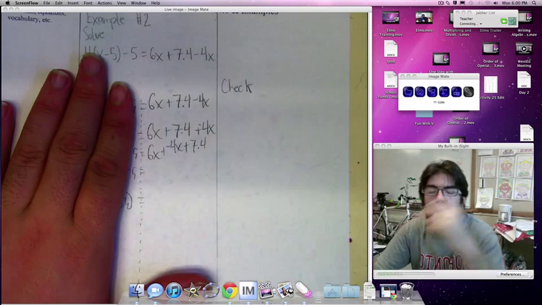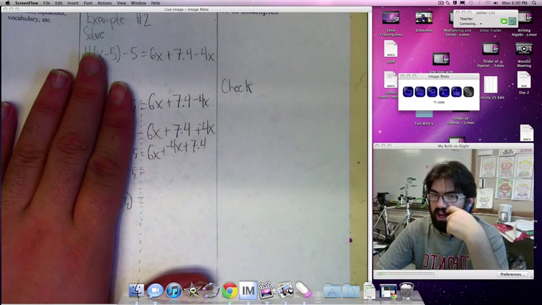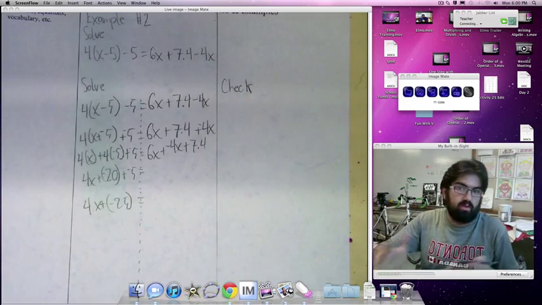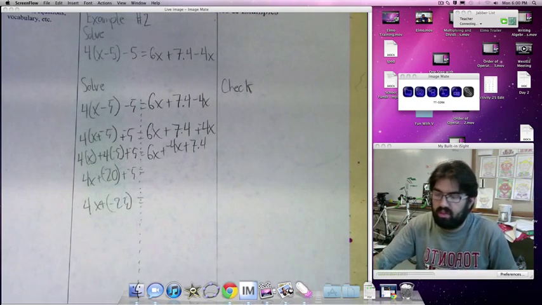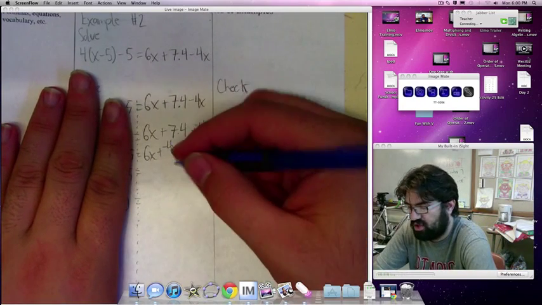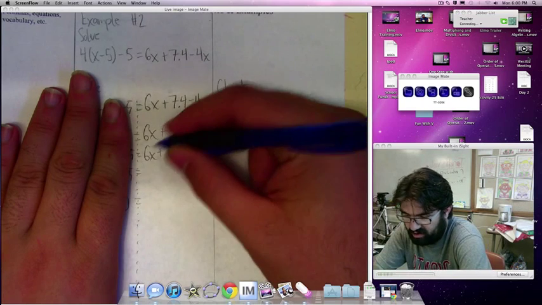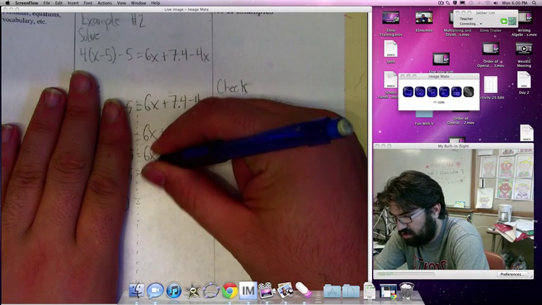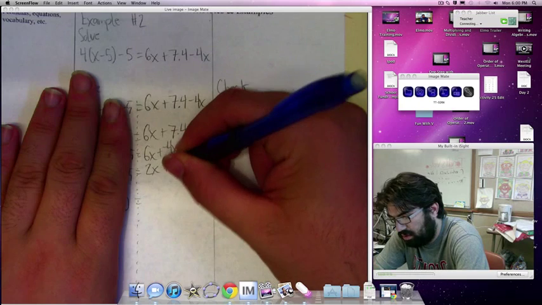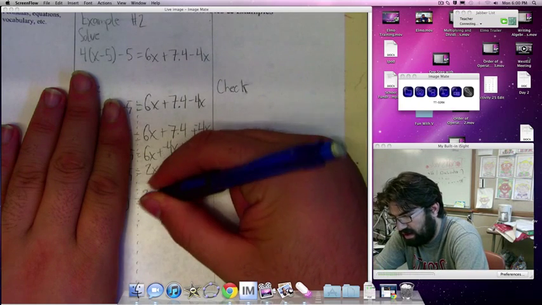So it's kind of like you're doing 2 simplified problems at the same time. Like combining like terms, we're doing that at the same time. But really we're just keeping it on one equation. 6x plus -4x is, well, that's 2x plus 7.4. I'm just going to rewrite it again.